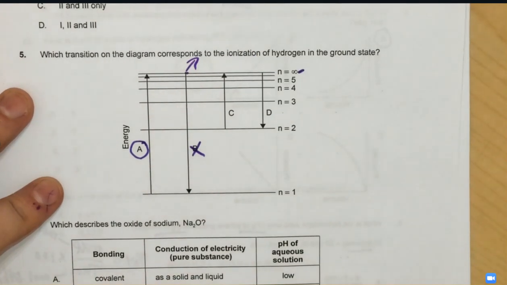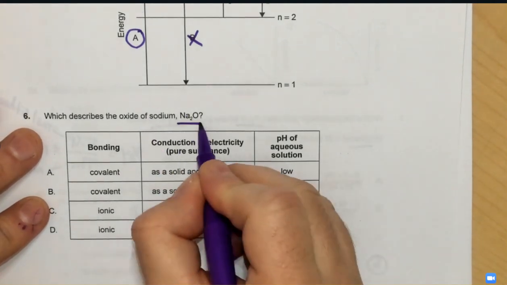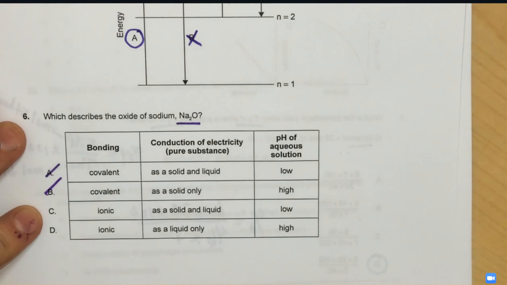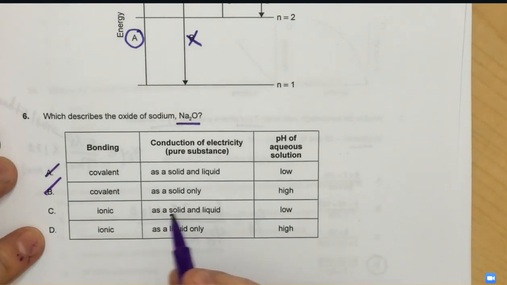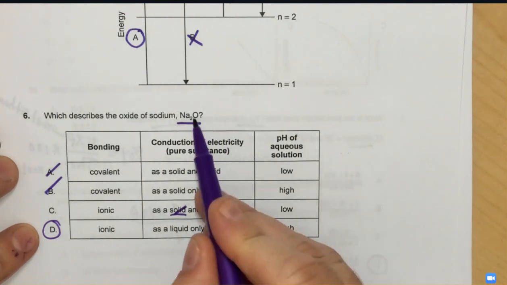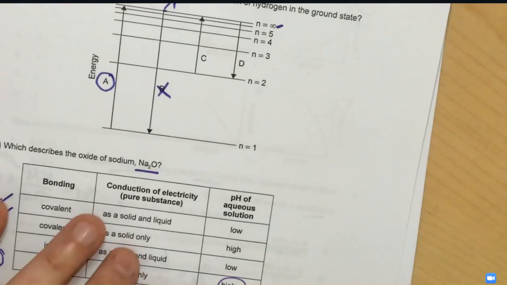Which describes the oxide of sodium? So this is an ionic compound, so the bonding type is ionic. And ionic compounds will not conduct electricity as a solid, so it must be choice D. Also, since sodium is an alkali metal, when reacted with water, it will produce an alkaline aqueous solution, so we would expect the pH to be high.